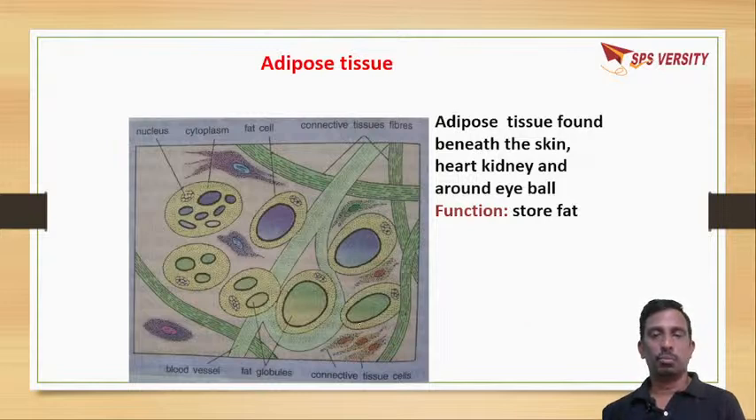Adipose tissue, which is found beneath the skin, heart, kidney and around the eyeball. इसका function क्या है कि store fats.